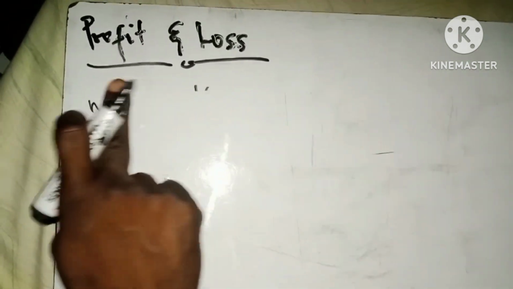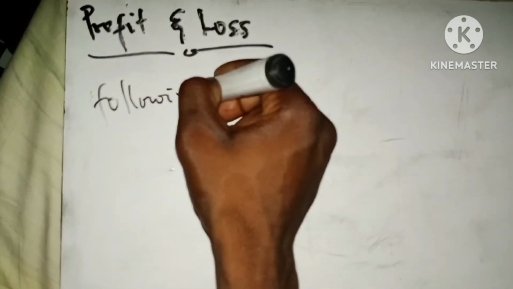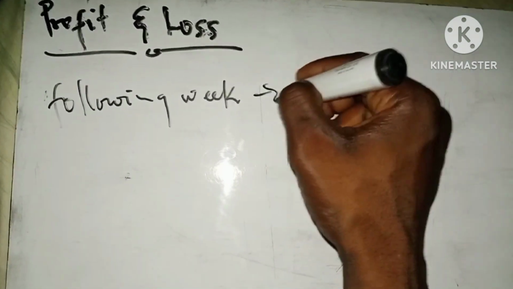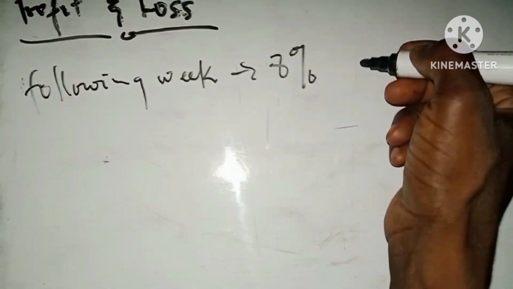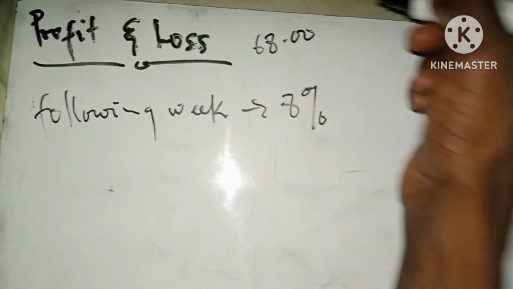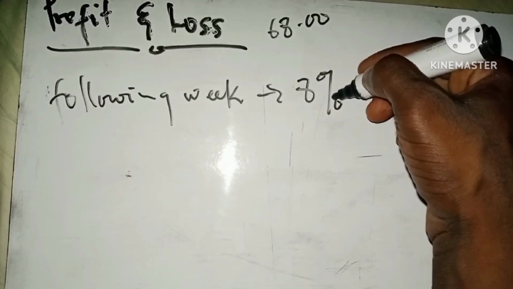So let's maintain the following, right? Is that okay? In the following week, the cost of that same radio has increased by 8%, right? We know that initially it was 68.00 pounds, but now the price of the listing is going to increase by 8%.